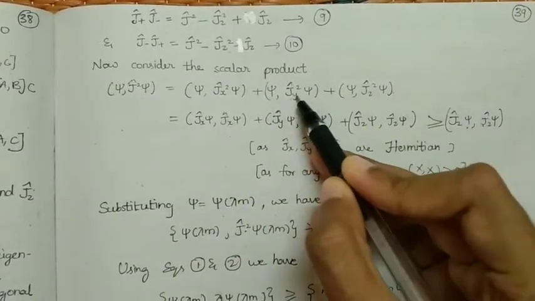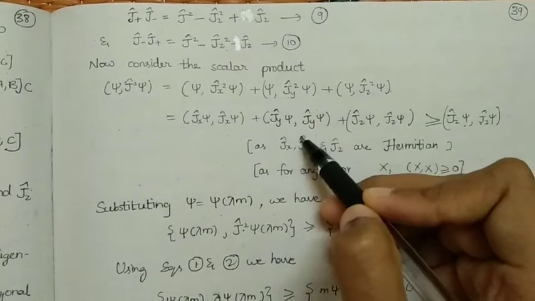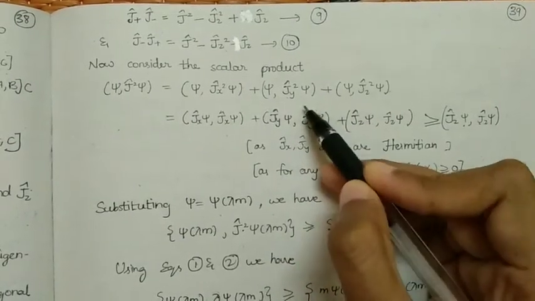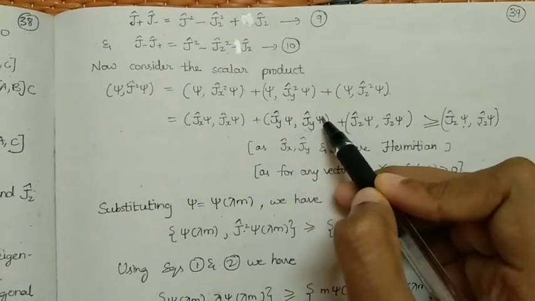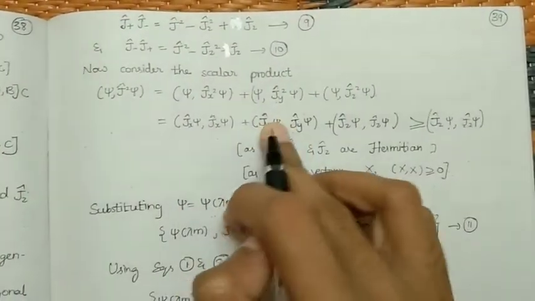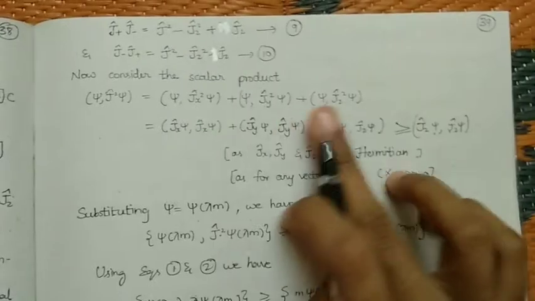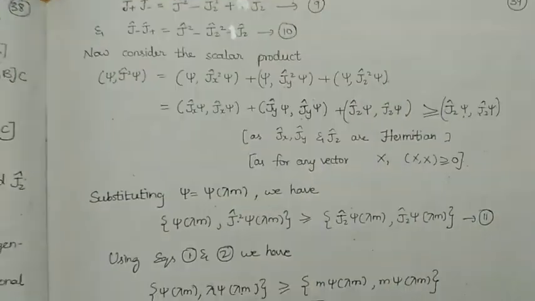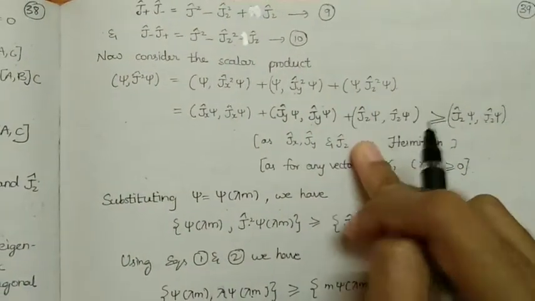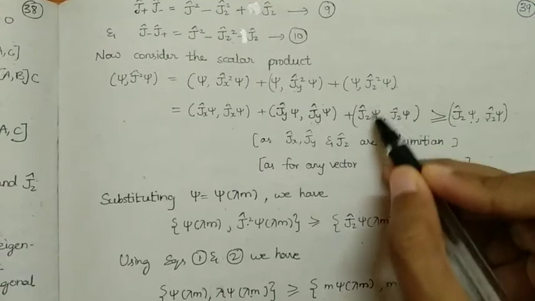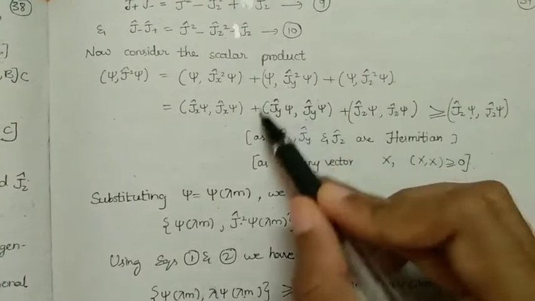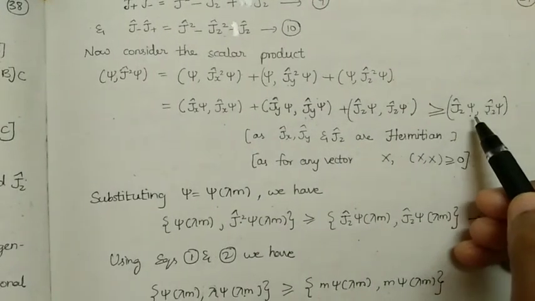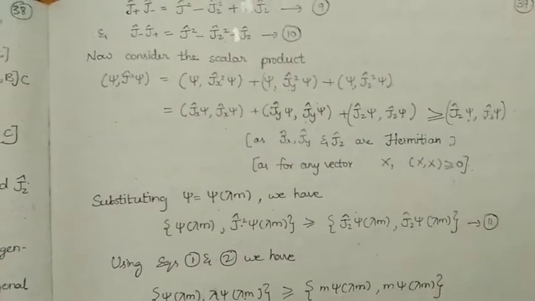In the same manner, Jy square operating on the wave function could also be split up like this: Jy operating on the wave function, Jy operating on the wave function, and their scalar product. Here also the same thing follows. Jz square is split up in this manner, and we know that this is greater than or equal to Jz of xi, Jz of xi.